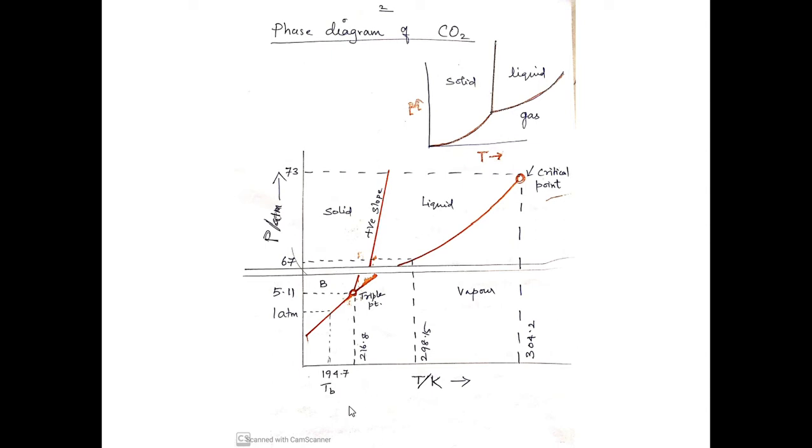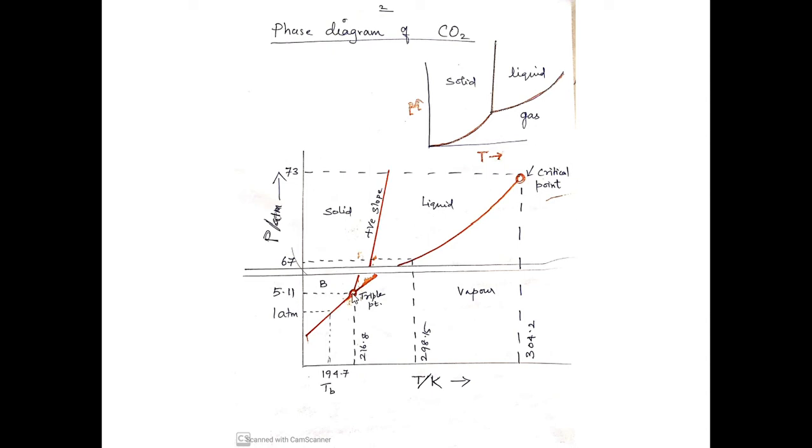TB is the temperature at which the solid carbon dioxide goes to vapor phase directly, and this is called the triple point. So this corresponds to 216.8 Kelvin temperature, and pressure of 5.11.